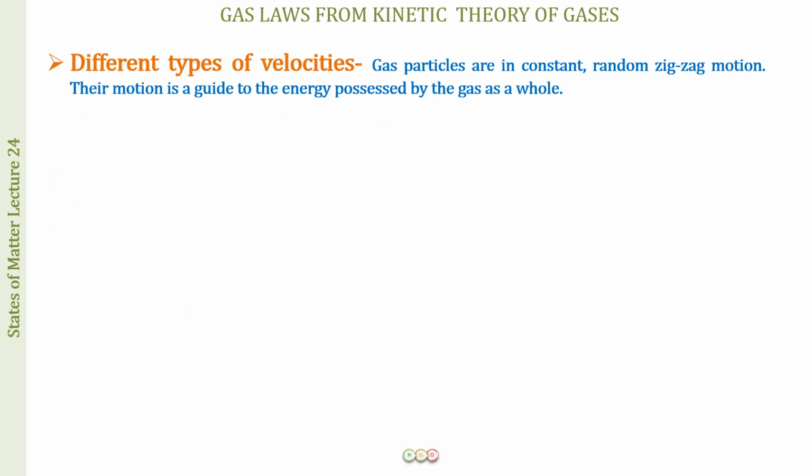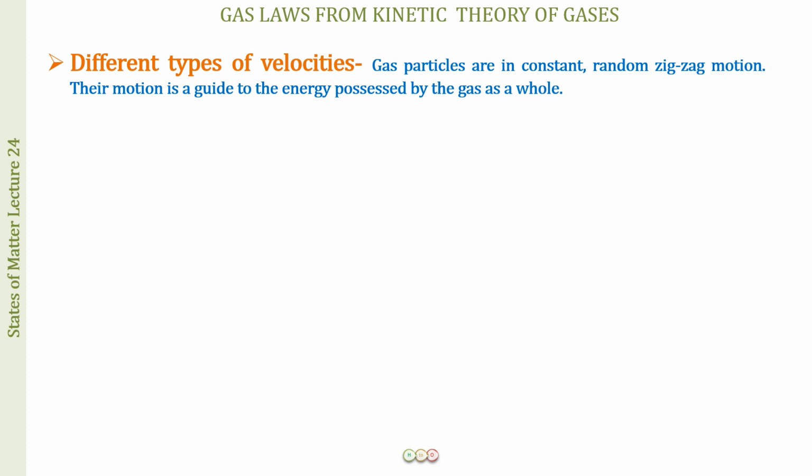The next topic we discuss today is going to be the different types of velocities the gas molecules can have. And why is this knowledge important for us? This is important because the gas particles are in constant random zigzag motion, and it is their motion which is going to be a guide to the energy possessed by the gas as a whole. Now, when we talk about the different types of velocities, we will be learning three types of velocities.